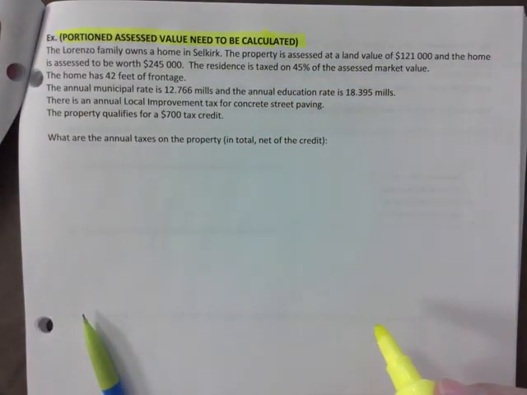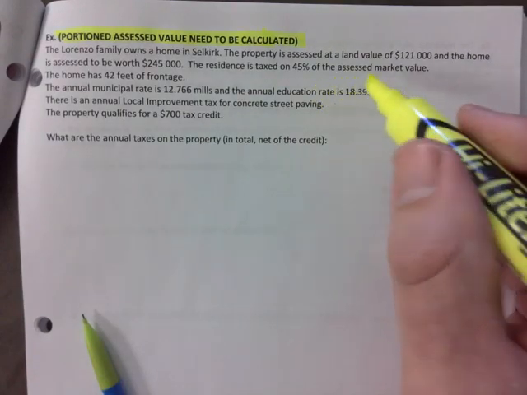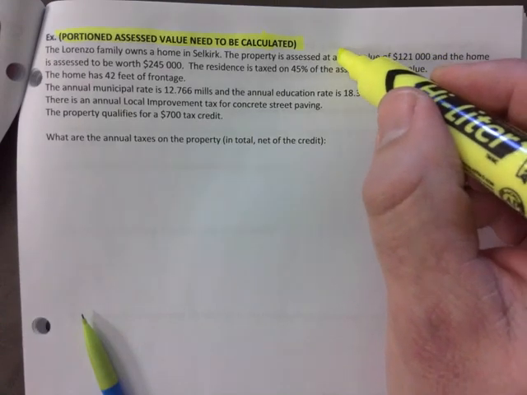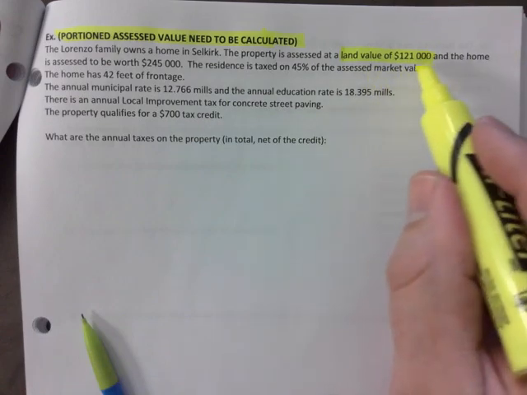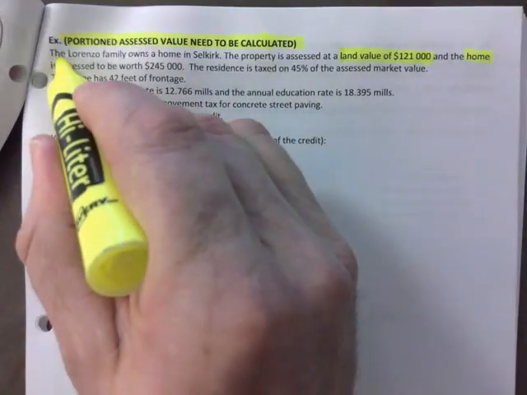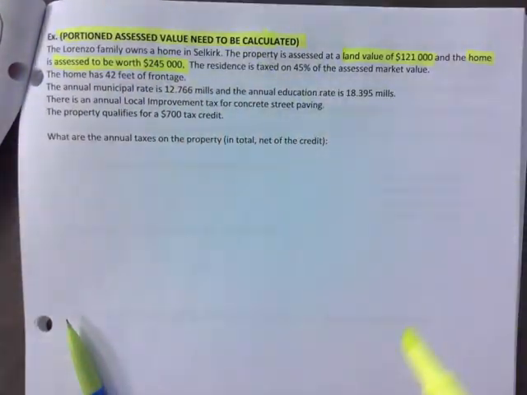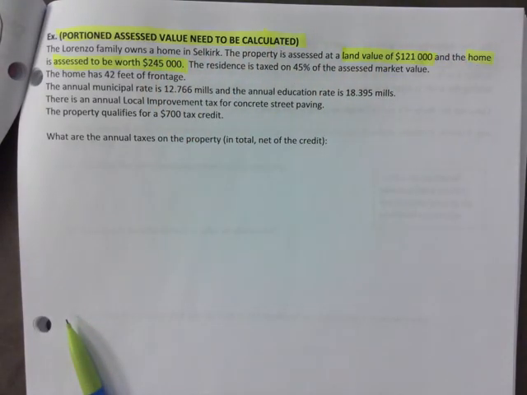The Lorenzo family owns a home in Selkirk. The property is assessed at a land value. This is, I'm just preparing you for this. I've never seen this on the exam, but the land value is 121 and the home is assessed to be worth 245. So obviously you need to add those up to get the total value of the home.